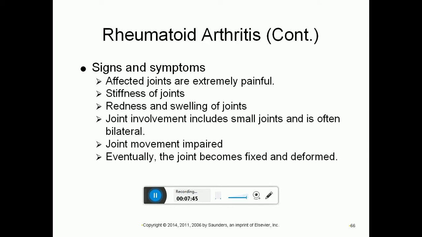It has to be bilateral involvement. There's morning stiffness that usually lasts more than half an hour, so between half an hour to an hour, and then they're able to move the joints. Movement actually decreases the pain, as opposed to osteoarthritis, where movement increases or worsens the pain.